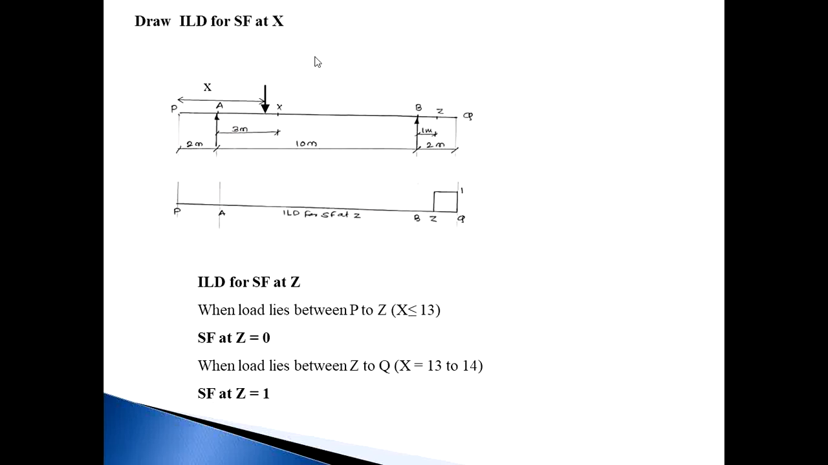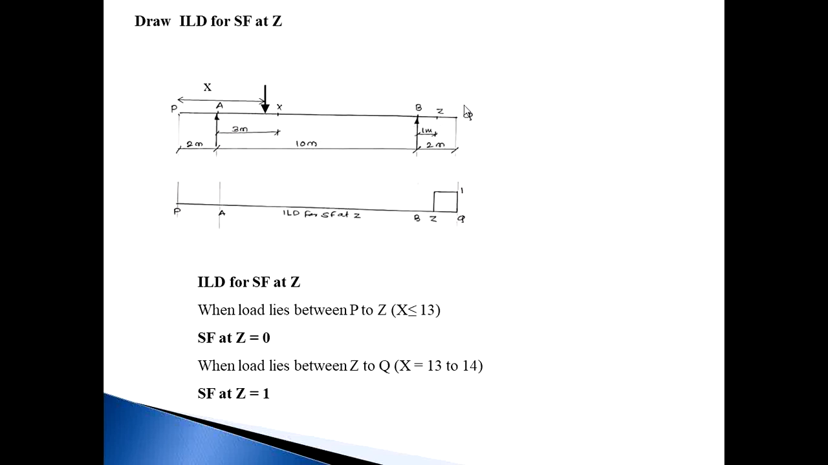Then next, ILD for shear force at Z. This is the Z point at a distance of 1 meter from support B. So once again, you should split into two parts, Z right and Z left.